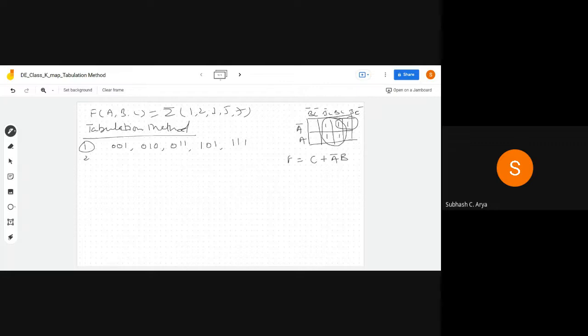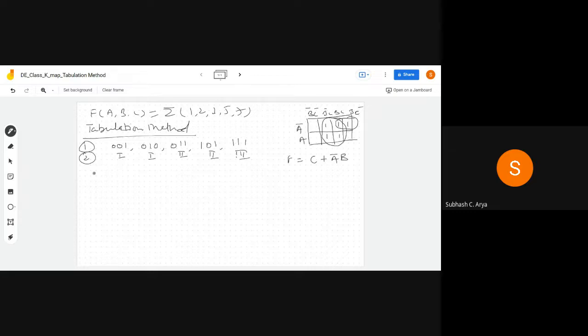Step number two, based on the number of ones present in each number, we have to classify. So the number of ones is one here, so I will take group 1. This is also group 1. We can assume this is group 2. This is group 2. And this is group 3 because three ones are there.